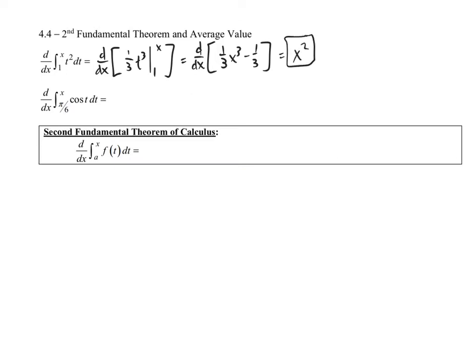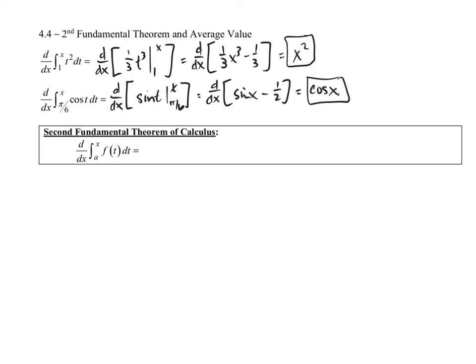Now for the second example, I'm going to do the exact same thing. So I'm taking the derivative of an integral, and so this will be the derivative with respect to x. To find this integral, I need to find an antiderivative of cosine t, so that would be sine t, evaluated from pi over 6 to x. And so plugging in my upper bound would give me sine x, subtract, and plug in my lower bound, sine of pi over 6 is 1/2. And the derivative of that parentheses then is cosine of x.